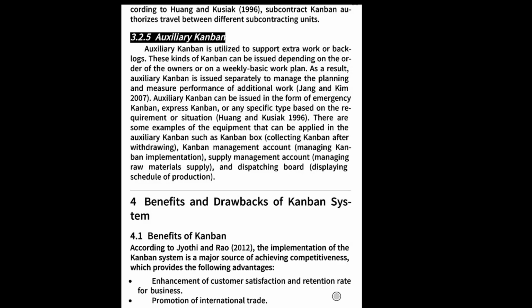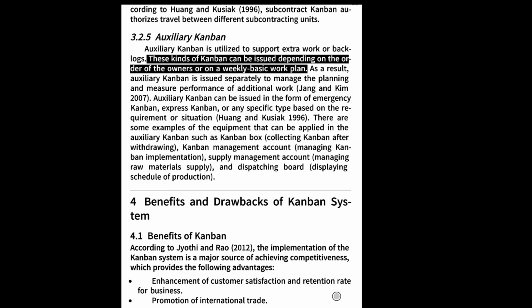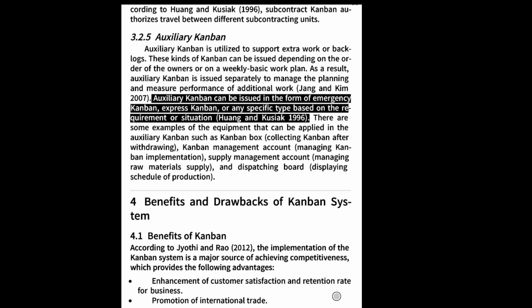3.2.5 Auxiliary Kanban. Auxiliary Kanban is utilized to support extra work or backlog. These kinds of Kanban can be issued depending on the order of the owners or on a weekly basic work plan. As a result, Auxiliary Kanban is issued separately to manage the planning and measure performance of additional work, Zhang and Kim 2007. Auxiliary Kanban can be issued in the form of Emergency Kanban, Express Kanban, or any specific type based on the requirement or situation.